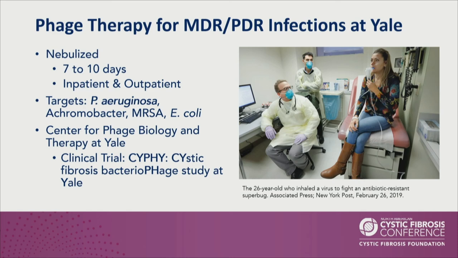The targets that we have right now for phage therapy at Yale: we have a phage library for Pseudomonas, Achromobacter, MRSA, and E. coli. And then the Center for Phage Biology and Therapy at Yale has a clinical trial called SciFi.